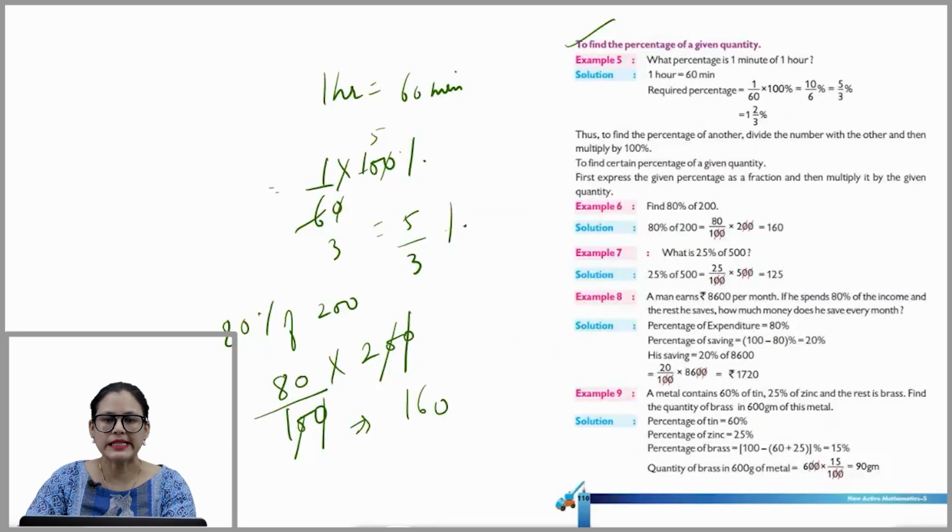Example 9. A metal contains 60% of tin, 25% of zinc, and the rest is brass. Find the quantity of brass in 600 grams of this metal. Okay. Tin is 60%, zinc is 25%, and the rest is brass. So how are we going to find out the percentage of brass? So what will we do? We will add the percentage of tin, that is 60, and the percentage of zinc, that is 25%. So 60 plus 25% is 85%. Okay, and then we will subtract from 100. Okay, let's do it.